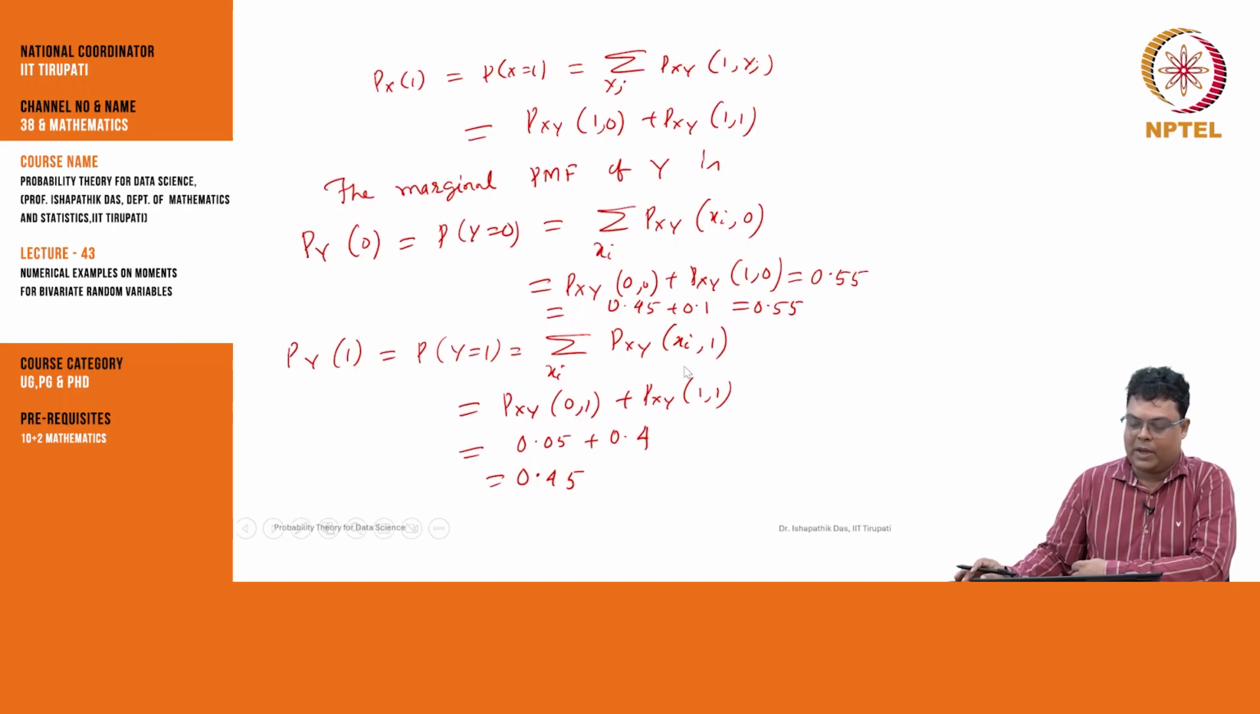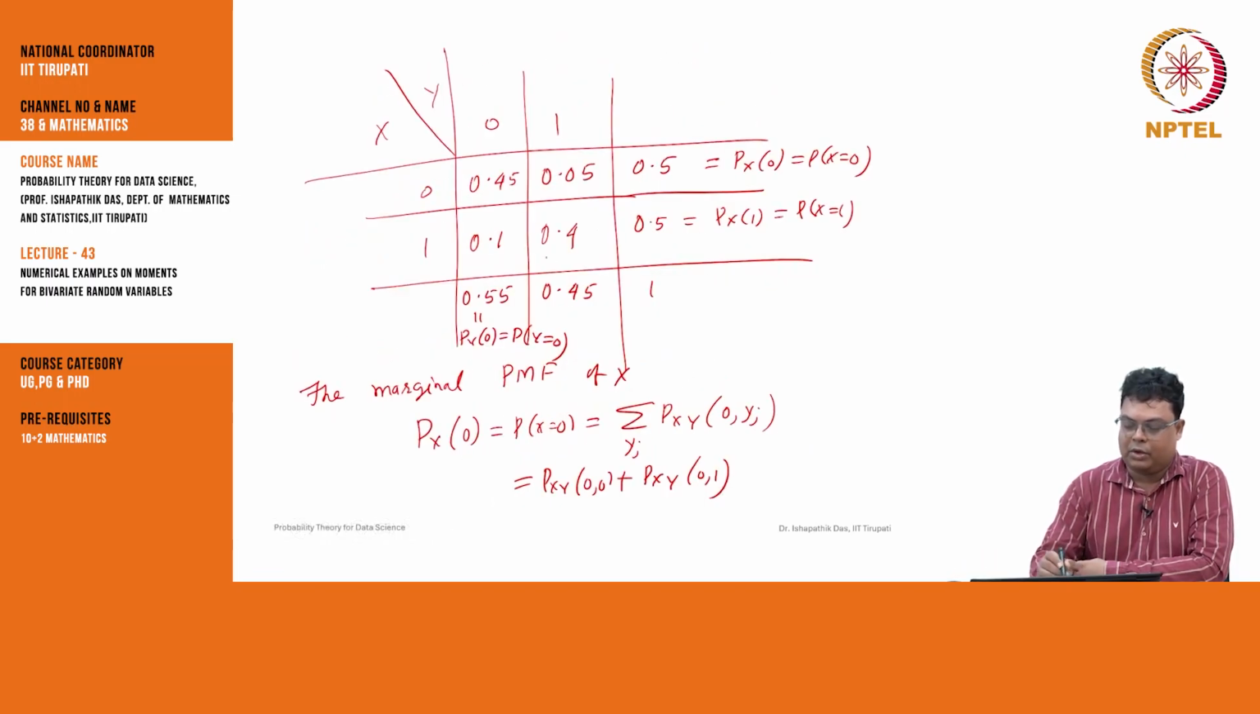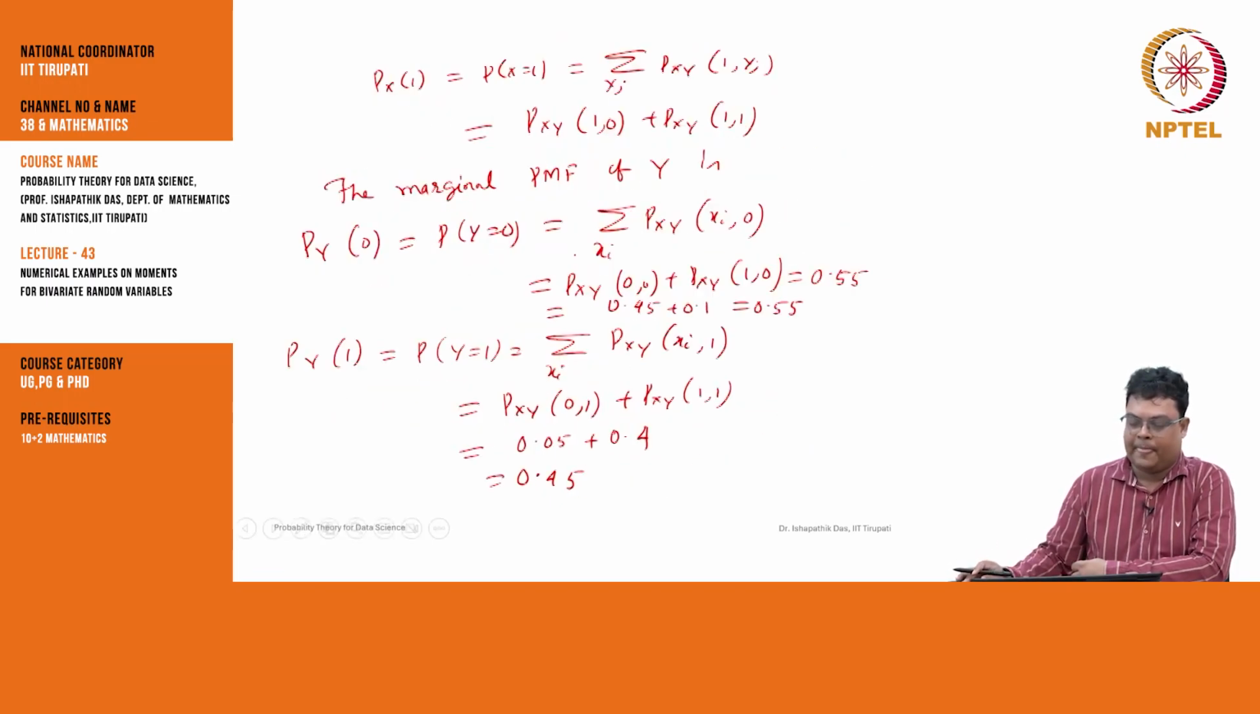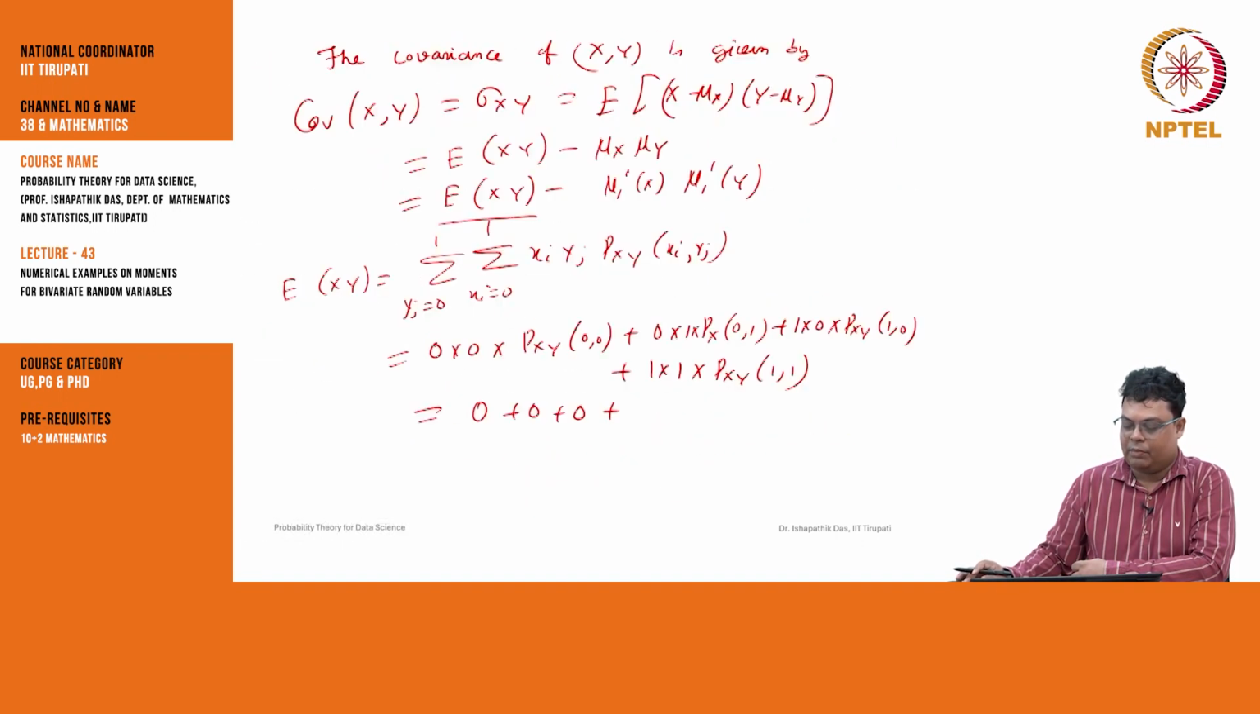So let us go back and find out what pxy of 1 1 is. This is 0.4. Pxy of 1 1 is 0.4.